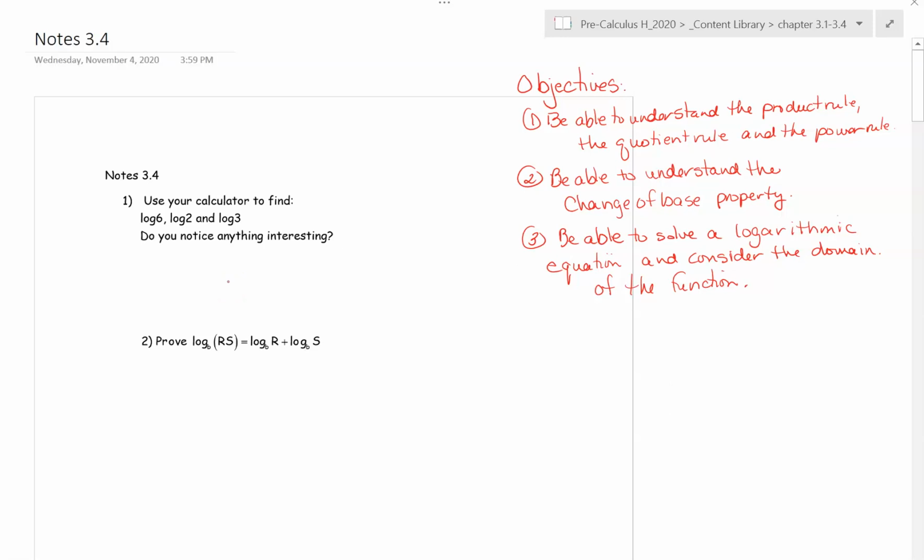Number 1, we'll be able to understand the product rule, the quotient rule, and the power rule. Number 2, our objectives for today, be able to understand the change of base property. And number 3, be able to solve a logarithmic equation and consider the domain of the function.